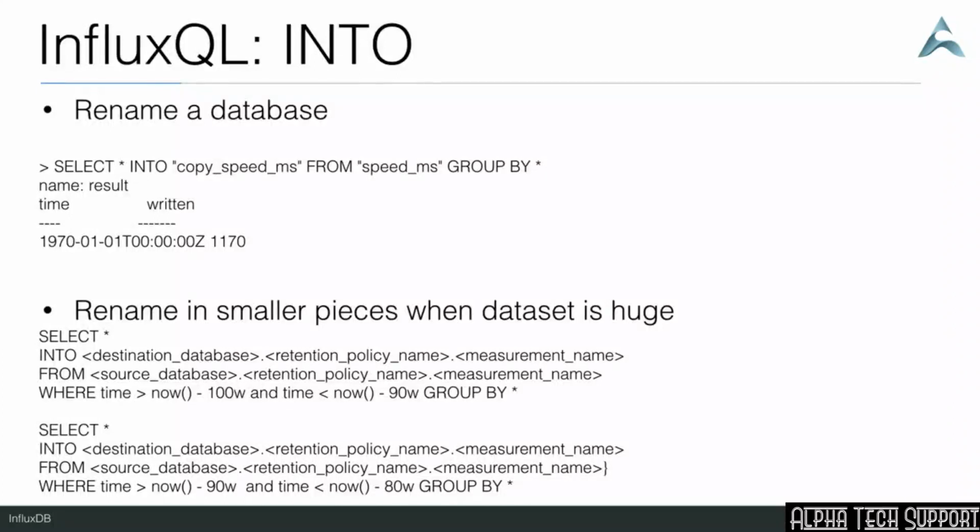When moving large amounts of data, we recommend sequentially running into queries for different measurements and using time boundaries in the where clause. This prevents your system from running out of memory. The code block below provides simple syntax for those queries. You can see them here, to rename in smaller pieces when the dataset is huge. You see the where time is now minus 100 weeks and time now minus 90 weeks group by star. In the next query we're gonna have a different boundary, and that's how we rename the database in smaller pieces so you don't run out of memory.